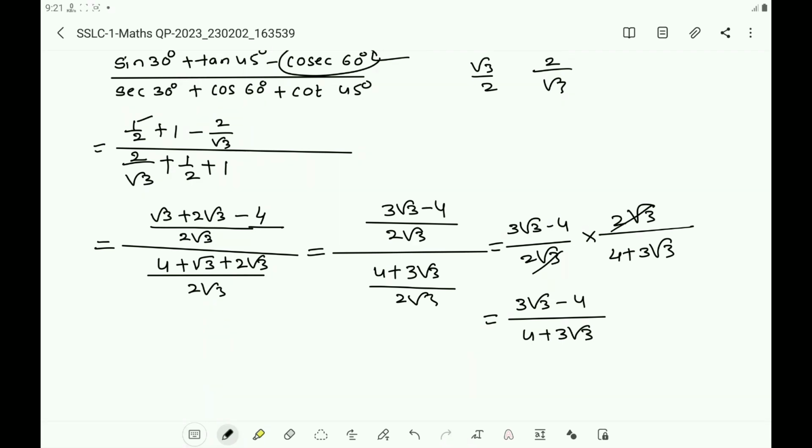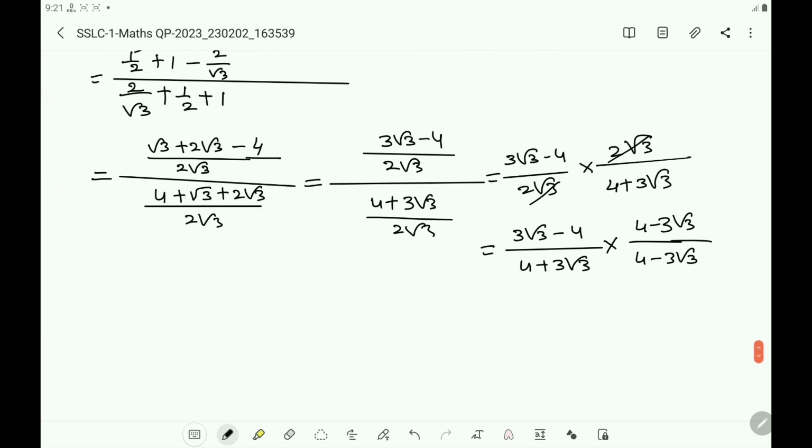Now you rationalize the denominator, which means you multiply by the rationalizing factor of 4 plus 3 root 3. The rationalizing factor of 4 plus 3 root 3 is 4 minus 3 root 3. Multiply both numerator and denominator by (4 minus 3 root 3). The product of these two in the denominator is in the form (a plus b)(a minus b), so it is a square minus b square: 4 square minus (3 root 3) whole square.